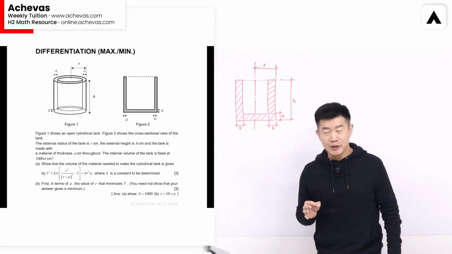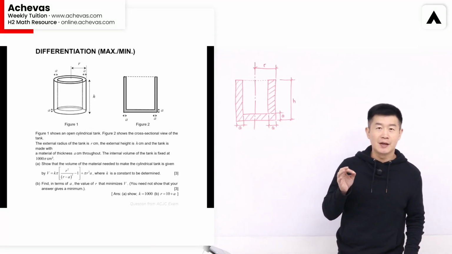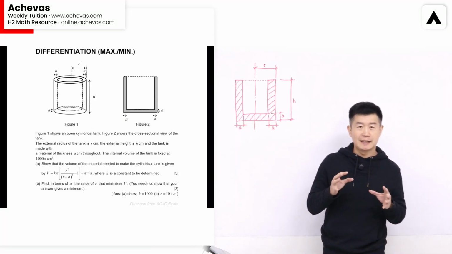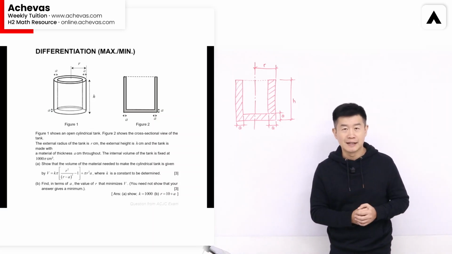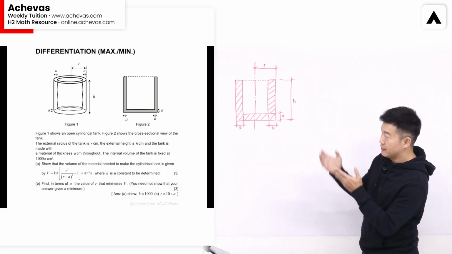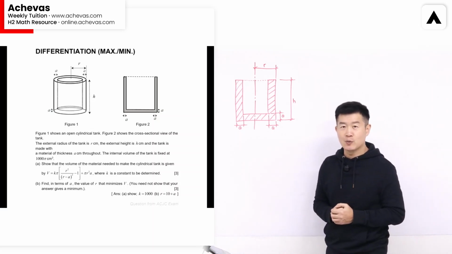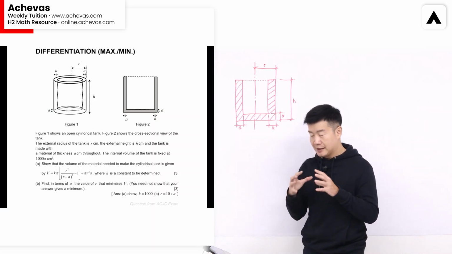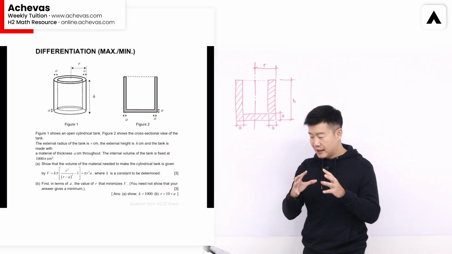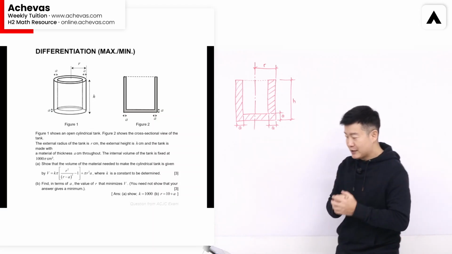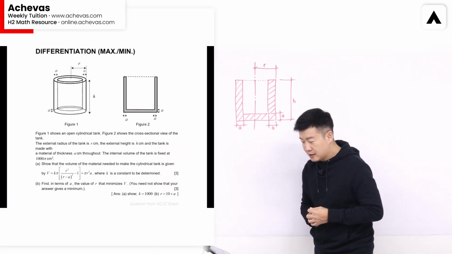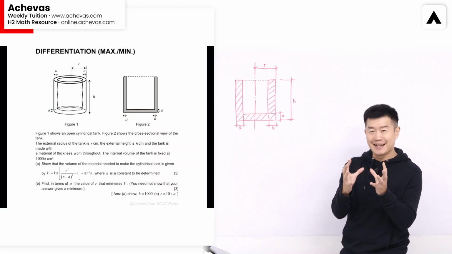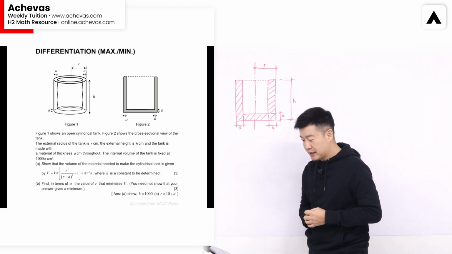The question that we're going to be doing will require us to make use of differentiation to try to get the minimum of a quantity. So to do that, first, let's take a look at the geometry that we are supposed to be working on. It consists of a cylindrical tank, and this tank is empty inside. It is given to us that the internal volume, the empty space inside, is 1000 pi.